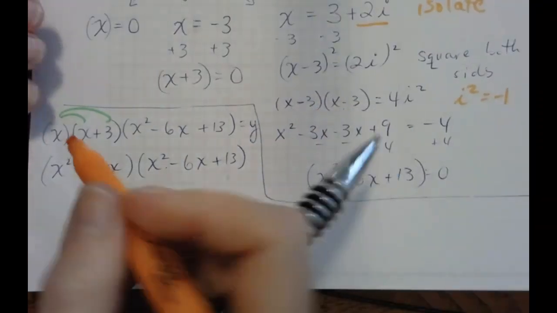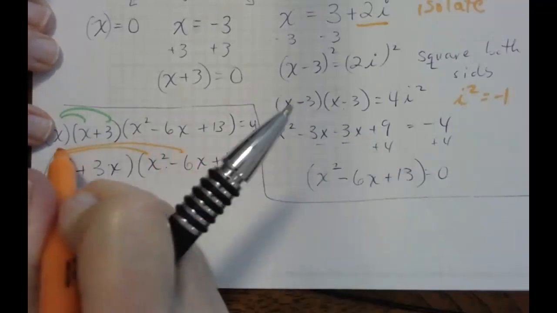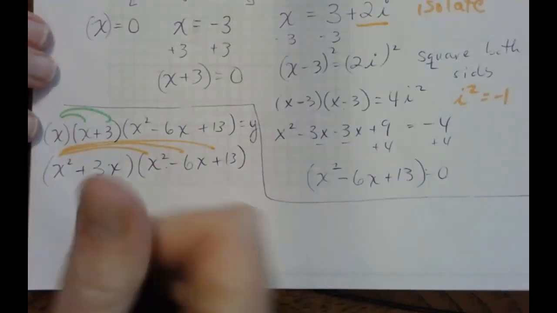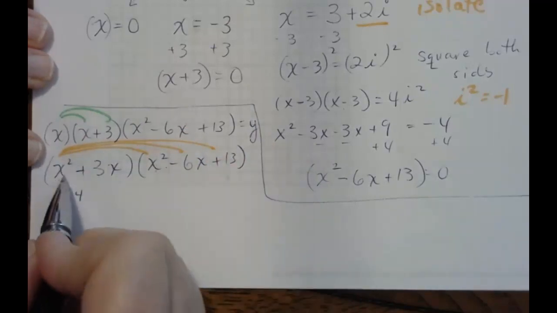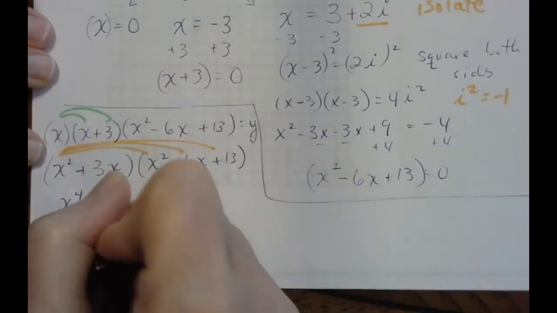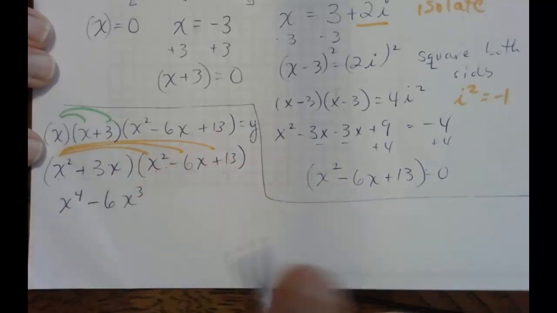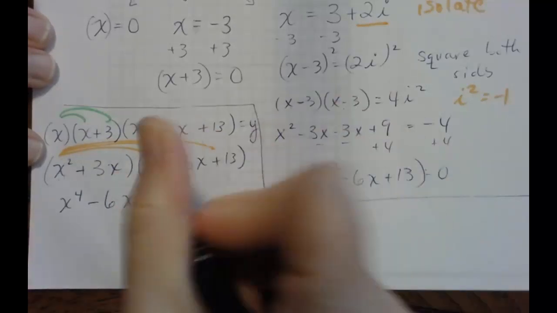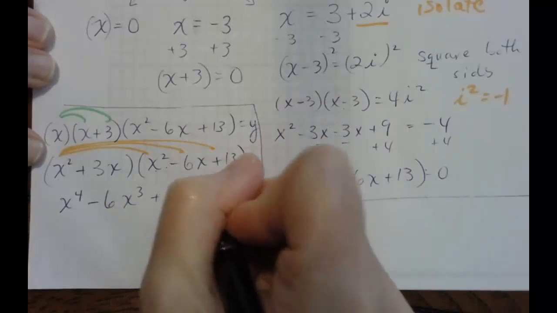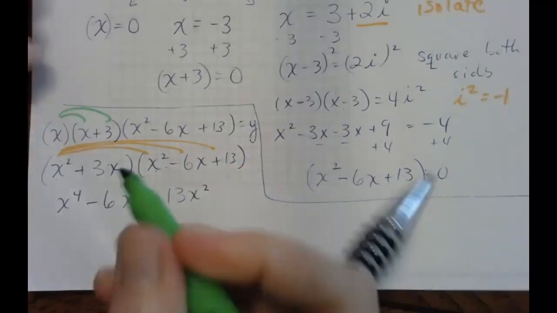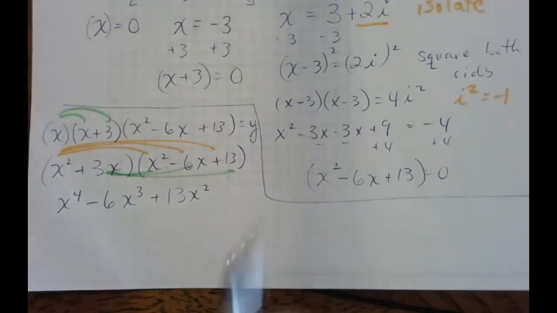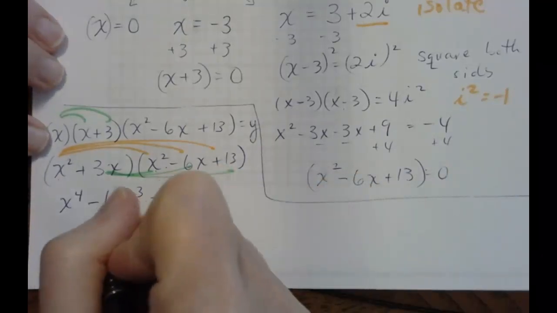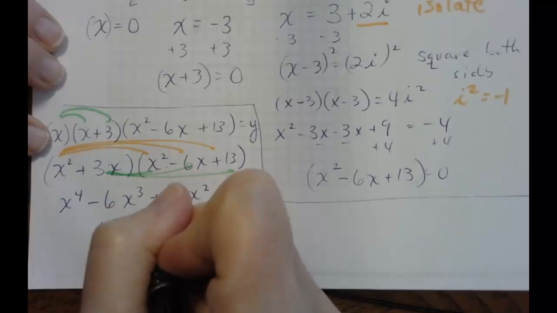So here's what we're distributing first. First, the x squared goes all the way through. x squared times x squared is x to the 4th. x squared times -6x is -6x cubed. x squared times 13 is plus 13x squared. Next, we're going to come back and we're going to take the 3x all the way through. So that is going to be plus 3x cubed.